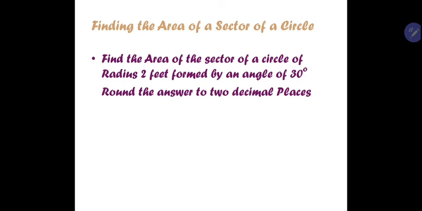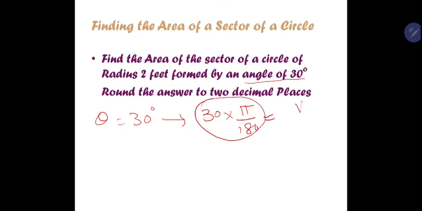Right, look at this question. Find the area of the sector of a circle with radius 2 feet formed by an angle 30 degrees. So as you can see, the angle given to me is in degrees. So first I need to convert this 30 degrees into radians. So to do that, 30 times pi over 180. And if you solve this using your calculator, your answer is going to be pi over 6. So 30 degrees is basically equal to pi over 6 radian.